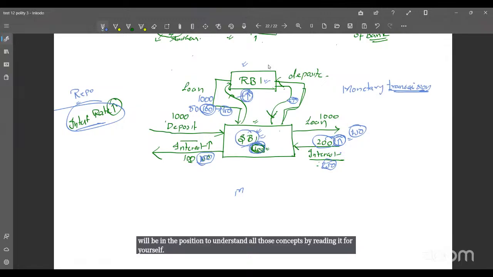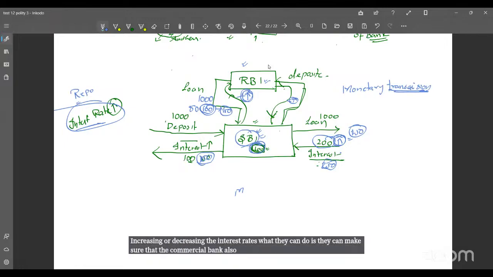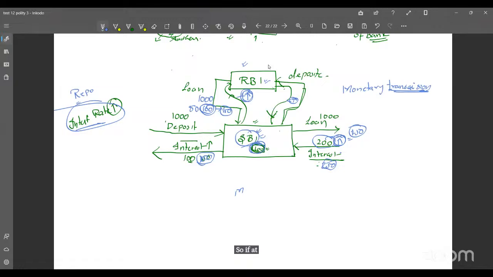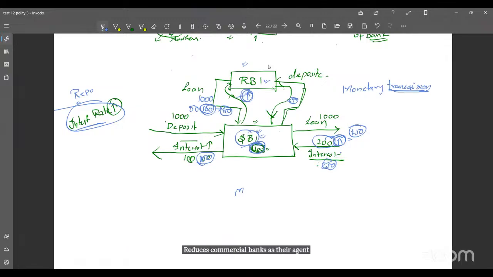இந்த RBI எப்படி ஒரு கமர்ஷியல் பேங்கை கண்ட்ரோல் பண்றாங்கிறது உங்களுக்கு புரியுதா? By increasing or decreasing the interest rates, what they can do is they can make sure that the commercial bank also increases and decreases the rate at which it lends to the people. And as we all know, RBI does not lend to the common people directly. So if at all it wanted to control the money supply in the market, it can only do it through commercial banks. It uses commercial banks as their agent. Are you understanding the point?